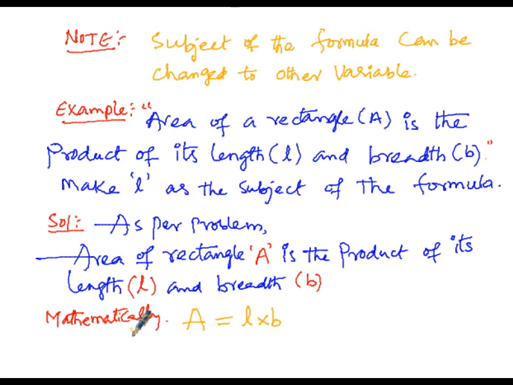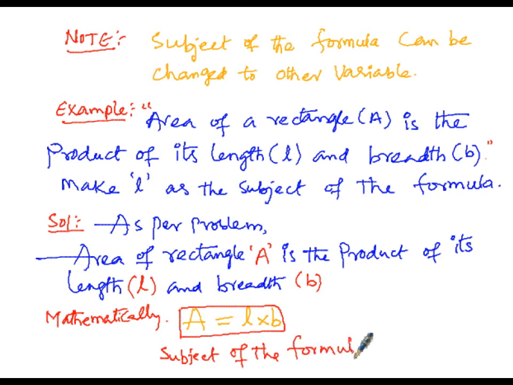So A is equal to L into B is the formula in which A is the subject, because its coefficient is 1. It is alone on the left hand side of the formula, or the left hand side of an equation. Therefore, A is the subject in this regard, but we have to make L the subject as per the question given to us. So the subject of the formula is A, because A alone is on the left hand side of the equation and its coefficient is 1. These are the rules for making a subject of a formula.